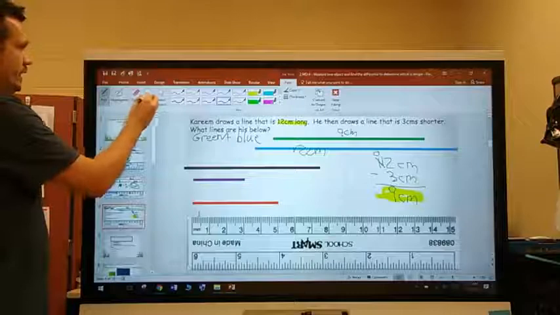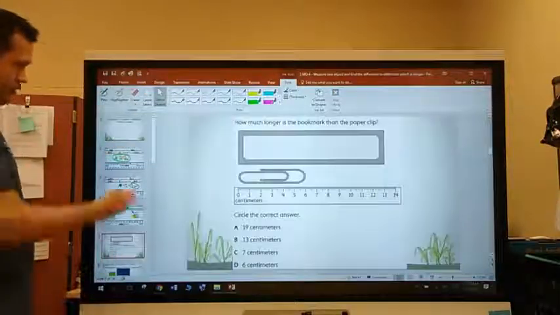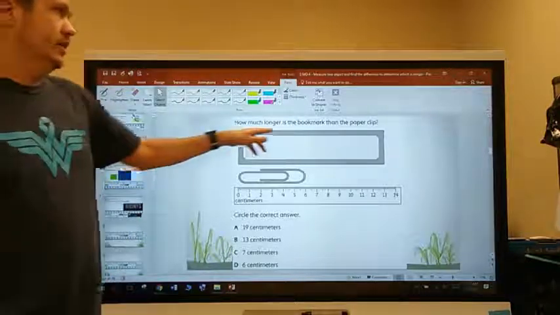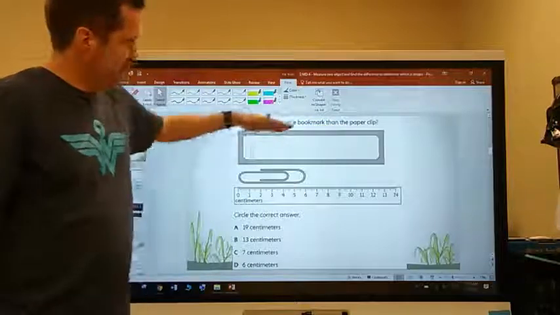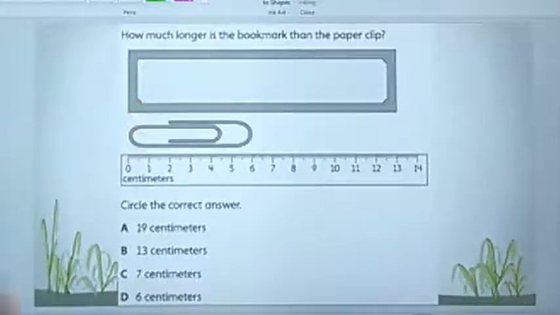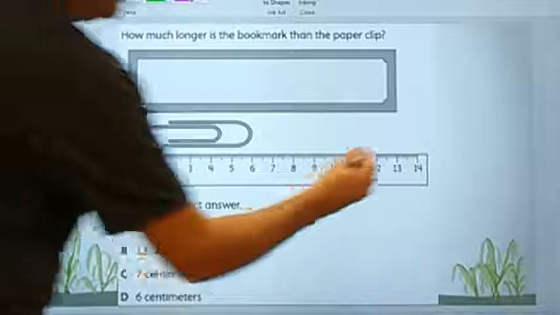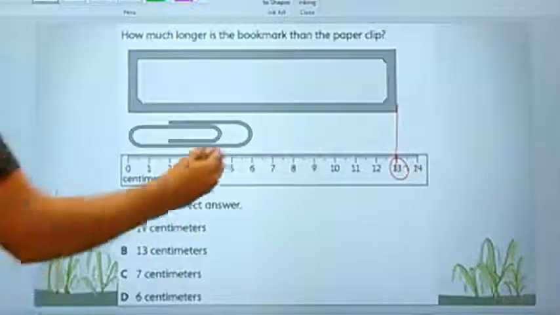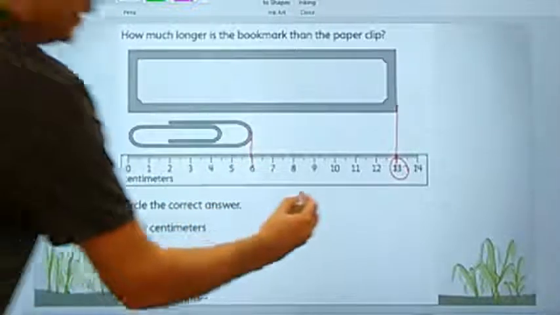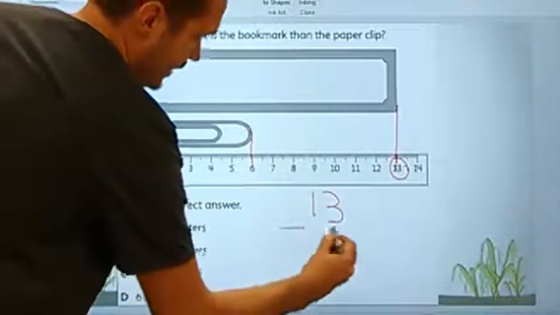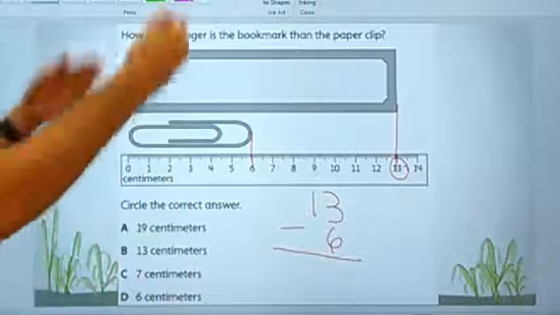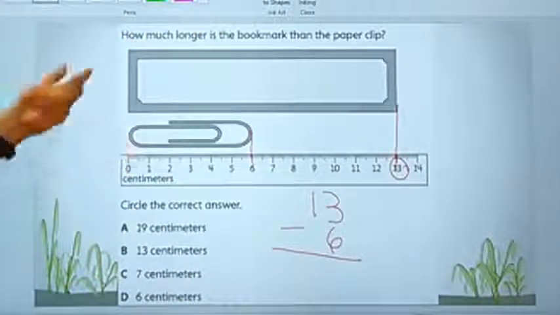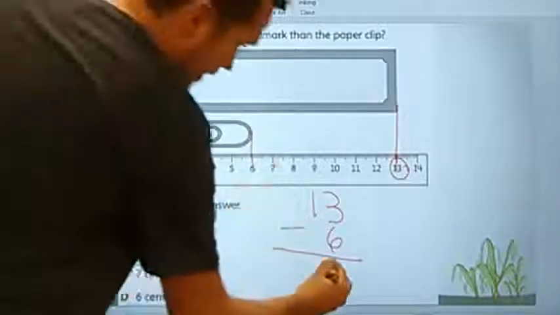All right, so let's take a look at the next one. Okay, so on this one, how much longer is the bookmark than the paperclip? So here's the bookmark, and here's the paperclip. Let's go ahead and see where the bookmark runs down to. It runs down to 13, and the paperclip is 6. So I know I'm going to take 13 minus 6. I could count up or I could count back. I'm going to count up from 6: 7, 8, 9, 10, 11, 12, 13. I know that it's 7.